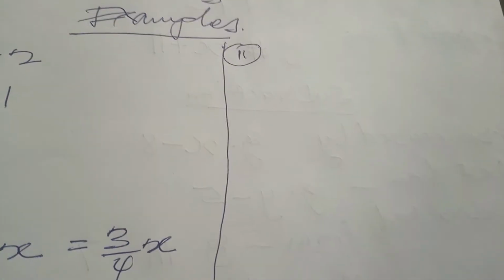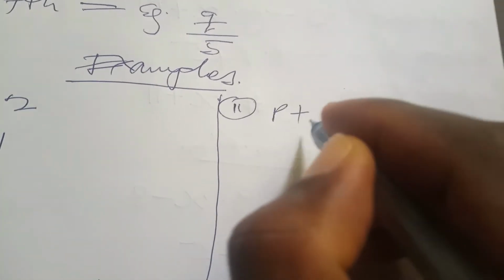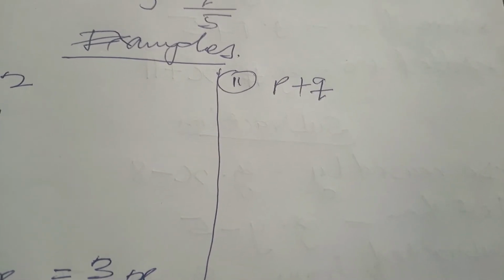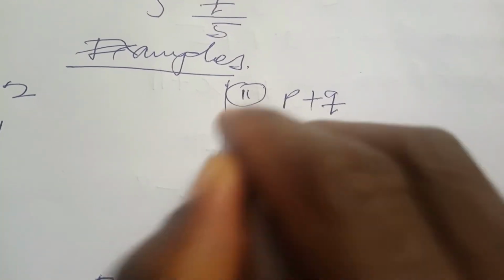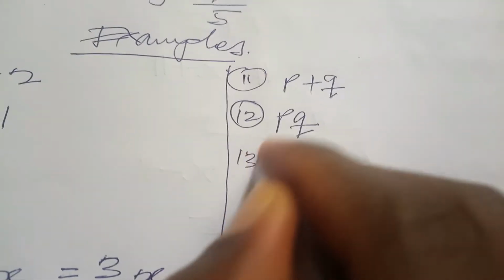Let's take more examples. Sum of p and q. I'm sure you have p plus q. Product of p and q. I'm sure you have pq. Example 13.